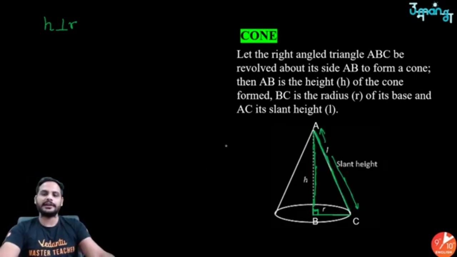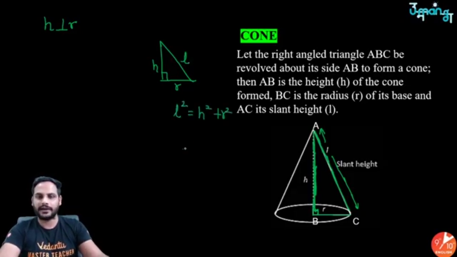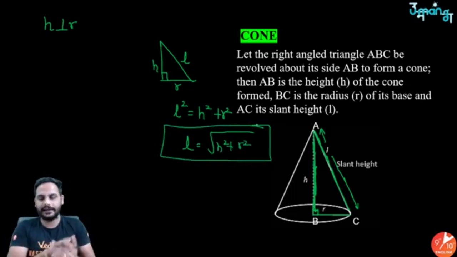Got it? Now you can clearly see it is forming a right angle triangle. So in this right angle triangle, I can say for sure that this is H, this is R, this is L. So by Pythagoras theorem, L square is H square plus R square. Right? I can say L is equal to square root of H square plus R square. So this is the relationship between the slant height and the cone.